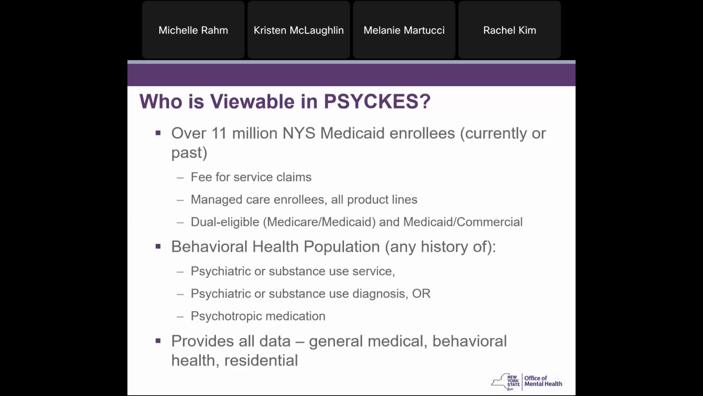And then within that Medicaid bucket, they also have to be part of the behavioral health population. That means they have a history of psychiatric or substance use service, psychiatric or substance use diagnosis, or any psychotropic medication billed to Medicaid. But once they're in that Medicaid behavioral health population bucket and they're in our application, the information that you'll see for them would be across the treatment spectrum. That includes information on general medical, behavioral health, outpatient and inpatient services, residential, even dental and vision information.